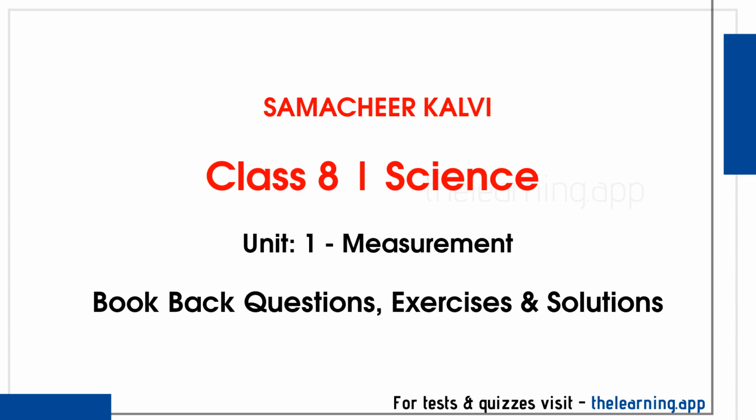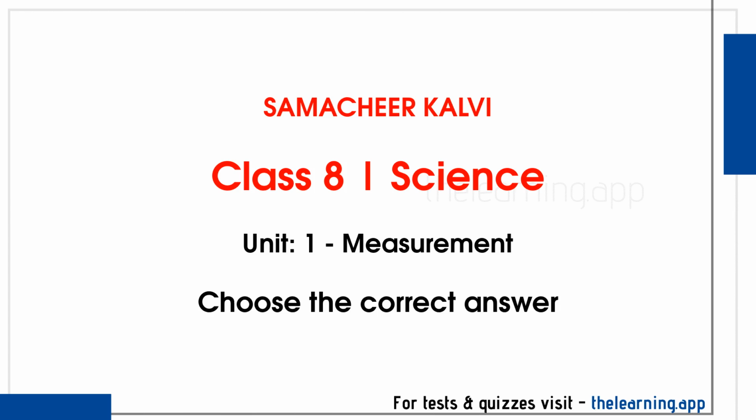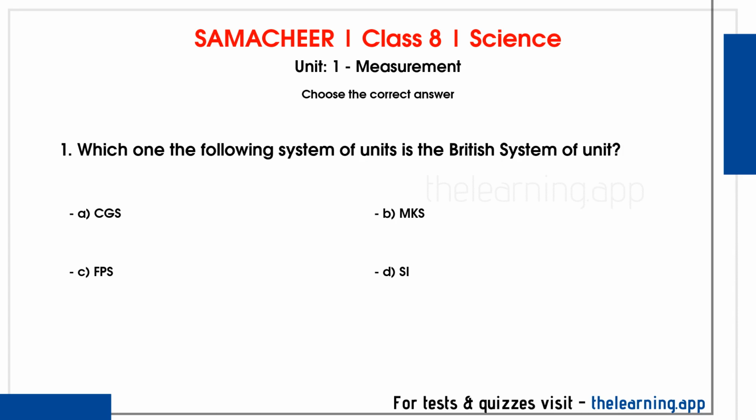Let's have a look at Class 8, Science. Unit 1, Measurement. Choose the correct answer. Question 1. Which one of the following systems of units is the British system of units? Options are A. CGS, B. MKS, C. FPS, D. SI. Correct answer is C. FPS.